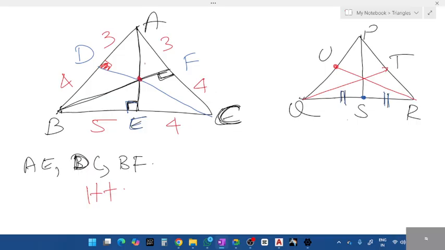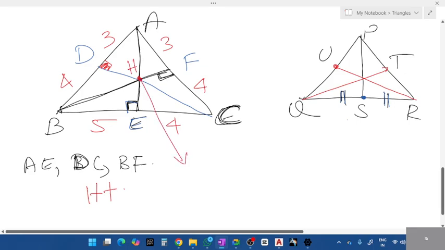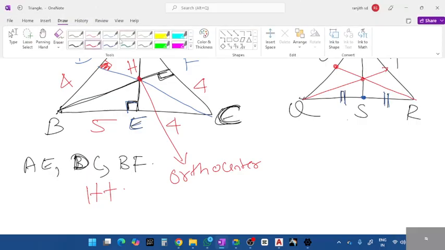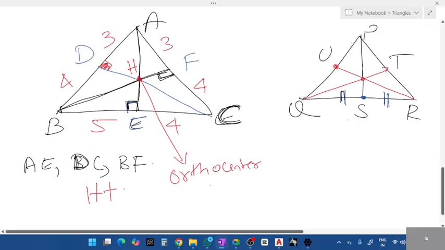Yes, we call it as orthocenter, students. H. What do you call this point? When all three heights meet at a common point, what do you call it? Orthocenter. Okay, for height, students, whenever three heights meet together, we call it orthocenter.